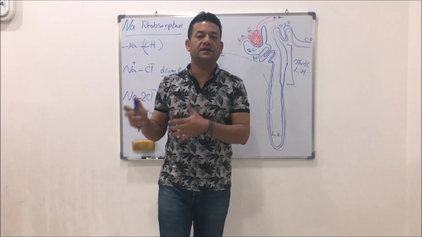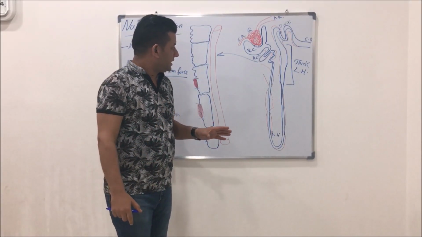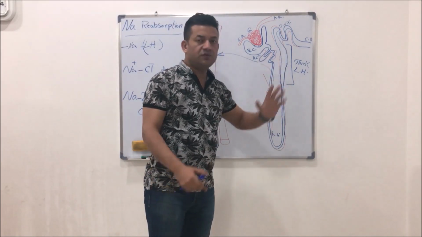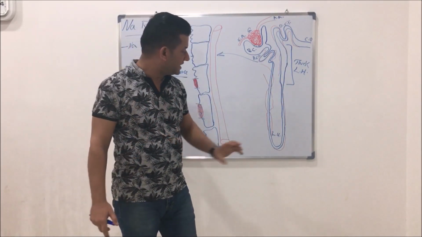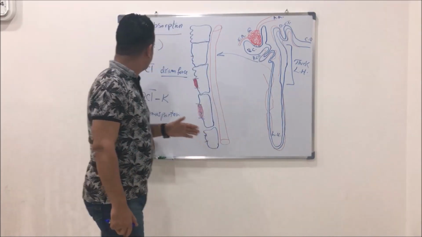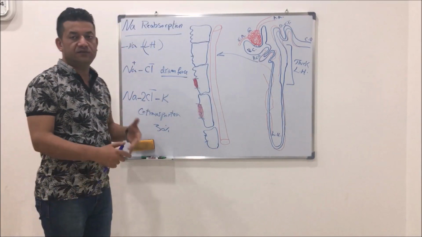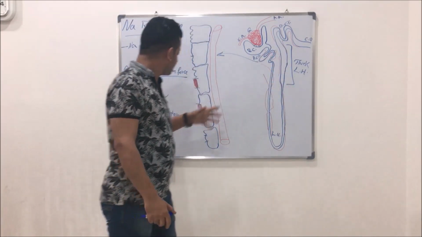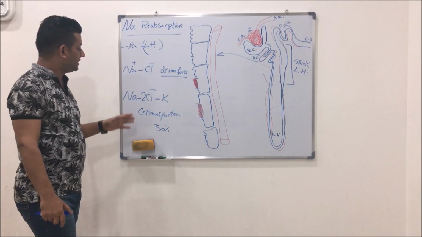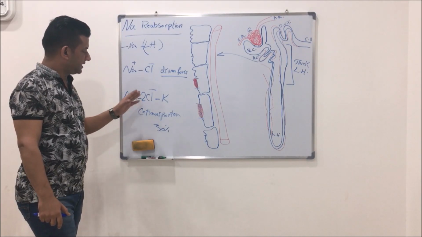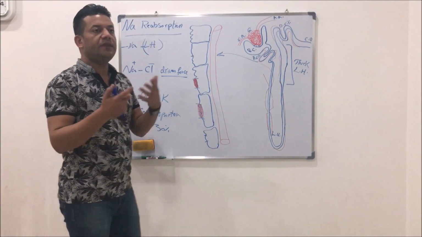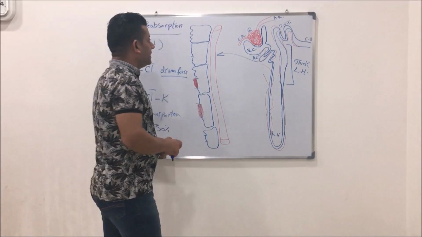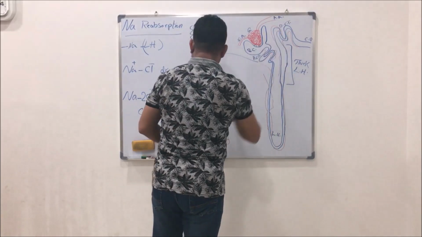So let's recall and say again. Sodium is reabsorbed in the ascending part of the loop of Henle by two mechanisms. In the thin part, it is reabsorbed by sodium chloride driven force, while in the thick part of the loop of Henle, sodium is reabsorbed by an Na2Cl co-transporter. About 30% of sodium is reabsorbed here. Let's move now to the distal convoluted tubules.